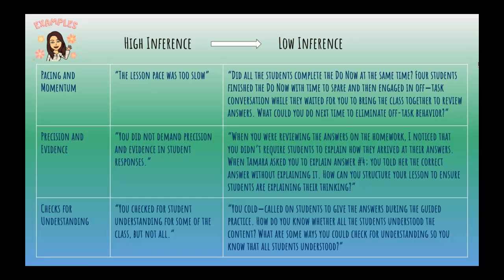The last example focuses on checking for understanding. A high inference statement would be, you checked for student understanding for some of the class but not all. A low inference statement would be, you cold called on students to give the answers during the guided practice. How do you know whether all the students understood the content? What are some of the ways you could check for understanding so you know that all students understood?